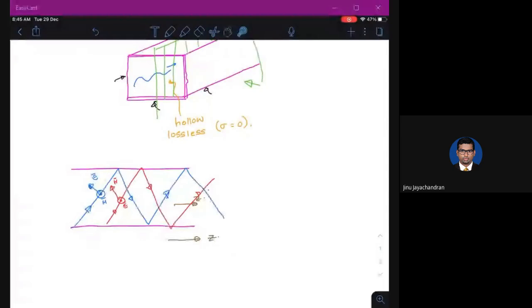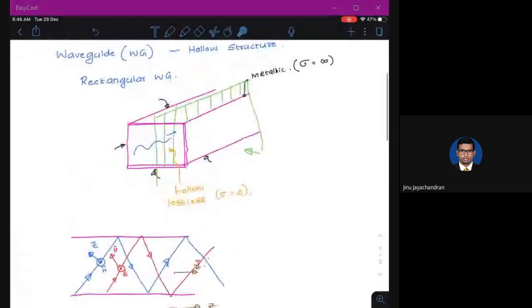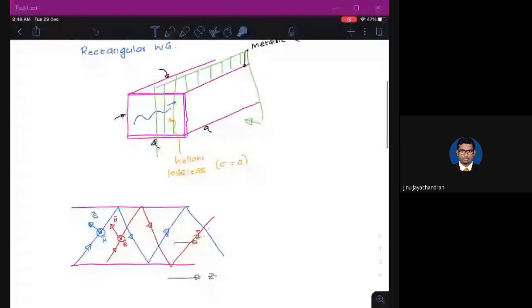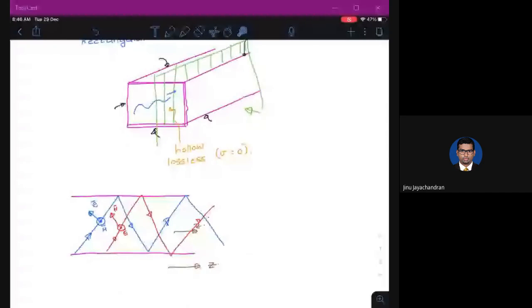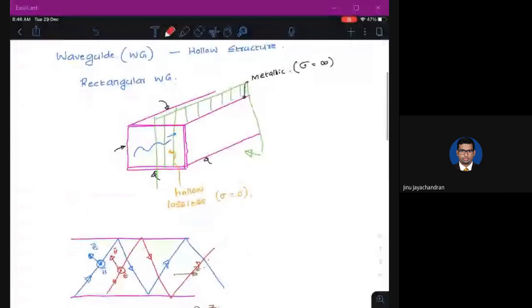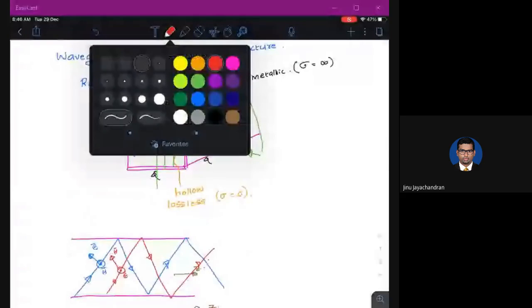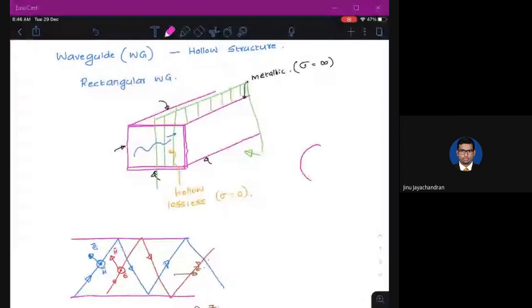Fine. So this I just gave you an introduction of what a rectangular waveguide is. So this is a rectangular waveguide. Similarly, I can have a circular waveguide. So a circular waveguide will be something like this. You have a circle, it's like a hollow pipe, a circular hollow pipe. This is a circular waveguide.